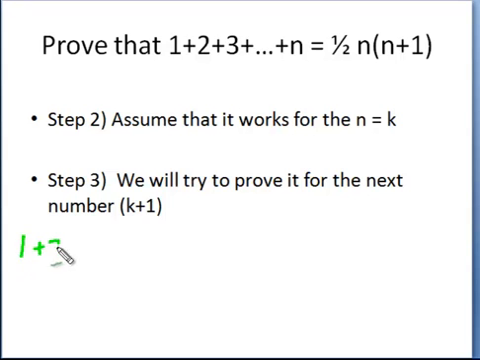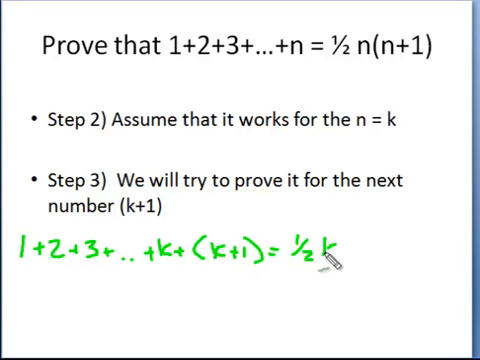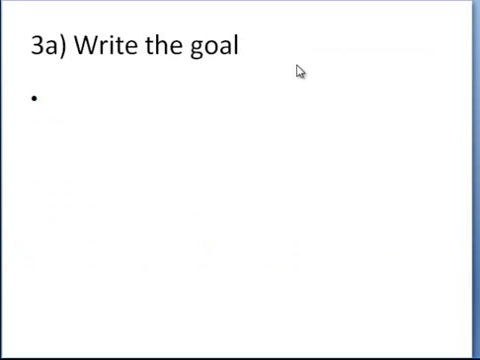So we have 1 plus 2 plus 3 plus k plus k plus 1 is equal to 1/2 k times k plus 1 plus k plus 1. We're adding k plus 1 to both sides of the equation. Next, we want to write out our goal. We want to give ourselves something to aim for.